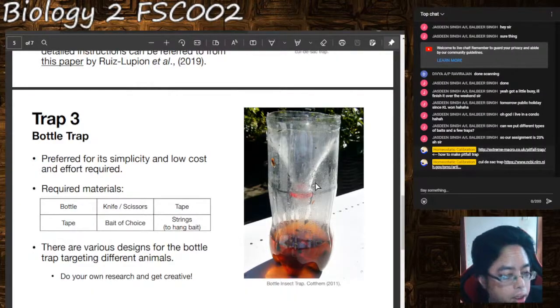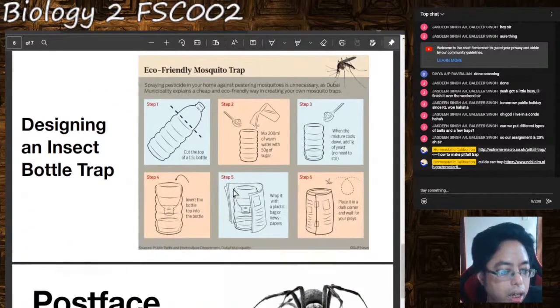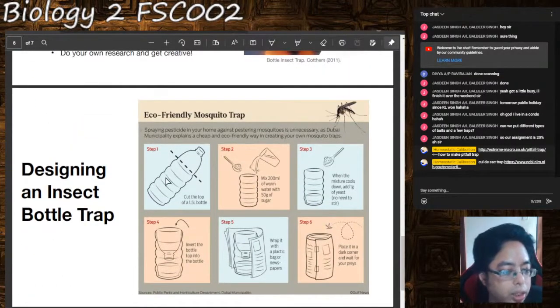Okay, some of my students from the previous years actually did it in INW, near the basketball court. There's a lot of trees and whatever. They will put it there, and then even earthworms come in, right? Okay, and this is how you make an insect bottle trap.